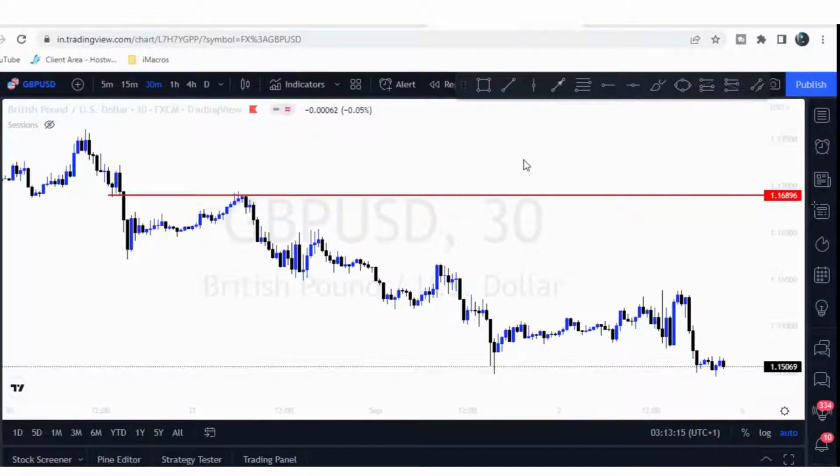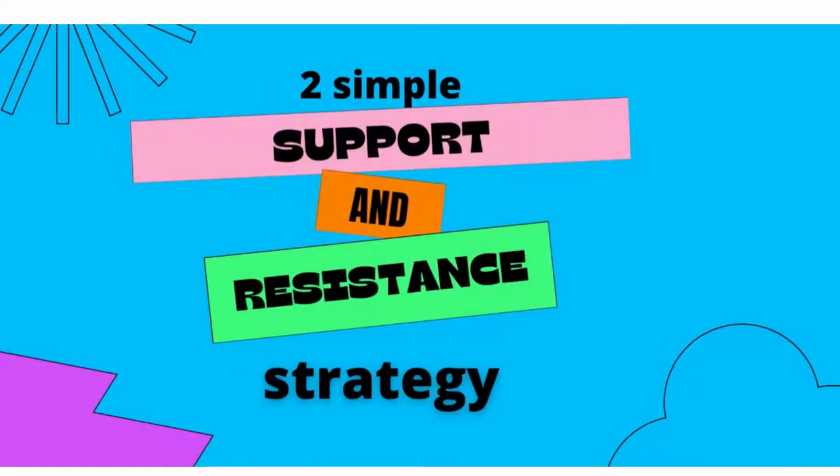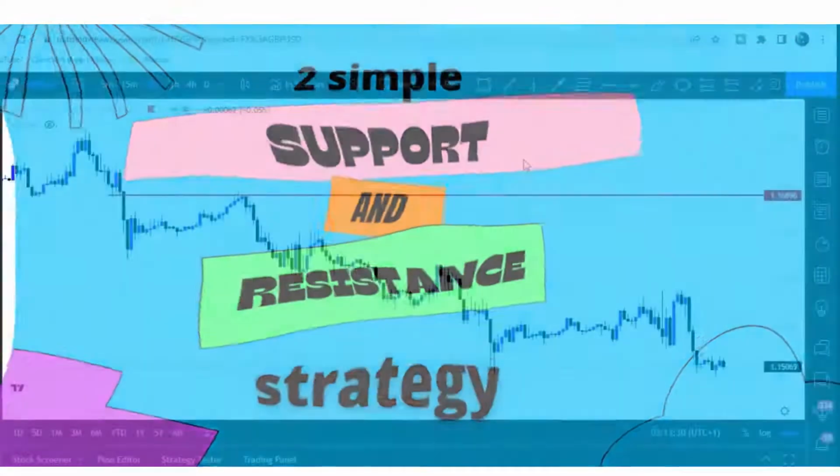Alright guys, so today in this video I'm going to be sharing a very simple support and resistance strategy that you can be using to make a very good amount of pips from the forex market. Actually, I'm going to be giving you two of the strategies that you can be using. So guys, better stay tuned to the end of this video.